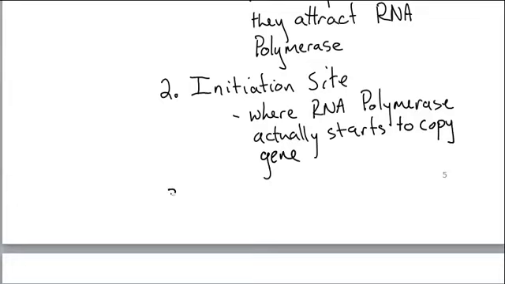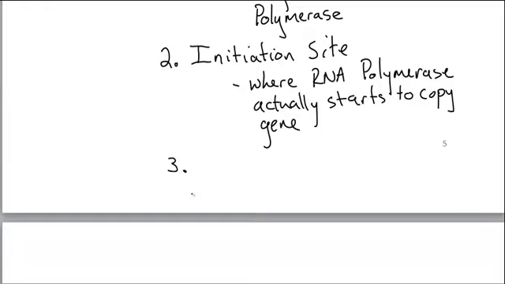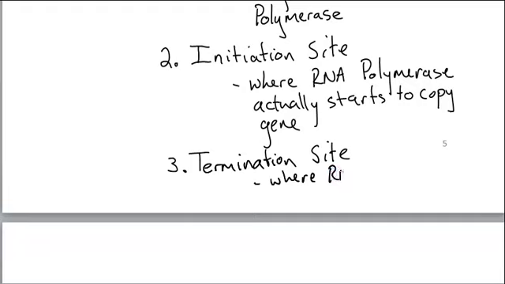And finally, RNA polymerase, as much as it likes to party, needs to know when to stop. So there's a fancy word that means to stop or to end life. Arnold Schwarzenegger is a big fan of this one. It's correct. It's called the termination site. It's where the gene ends. It's where RNA polymerase stops copying the gene.